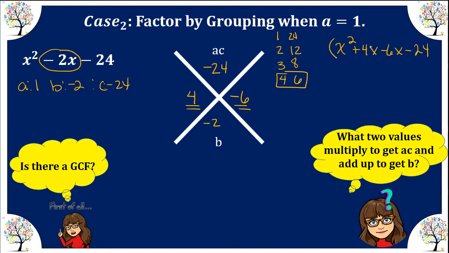We're going to group the first two terms and the last two terms. We're going to factor out the GCF. We have a minus 6.